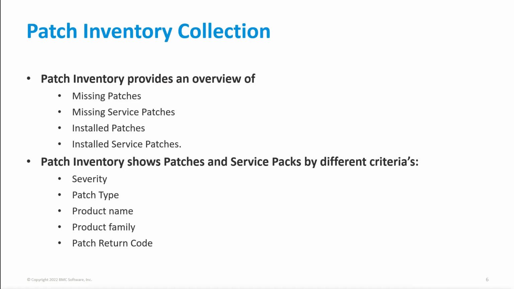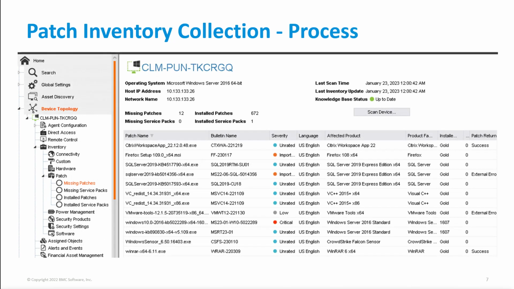Now that we have seen how patch knowledge base update works, we'll proceed to the patch inventory collection. As previously stated, patch inventory provides an overview of missing patches and service packs, as well as installed patches and service packs, along with their severity, patch type, product name, and patch return code. This page displays the device's patch inventory. It shows the missing patch list with the total count of missing and installed patches.